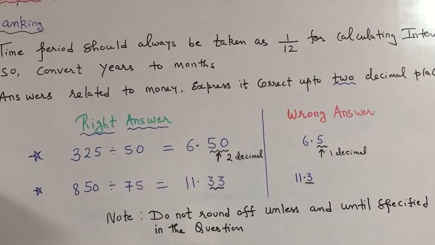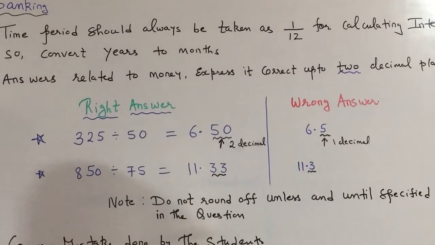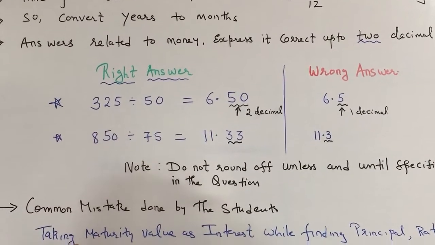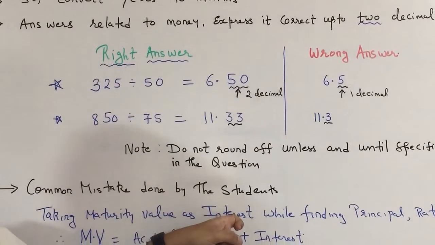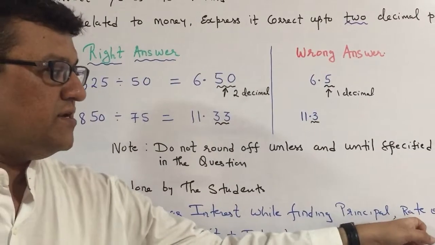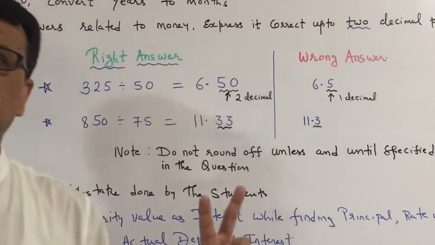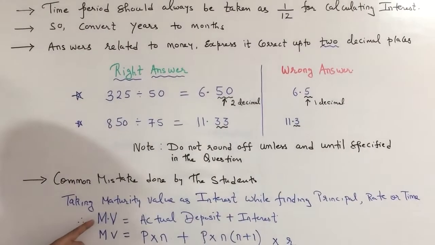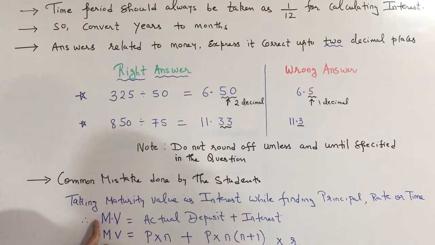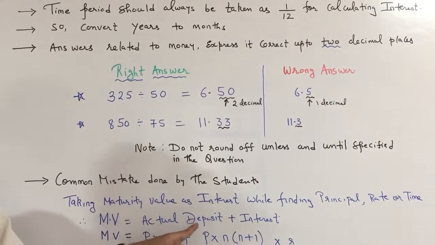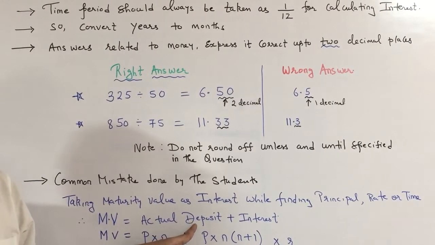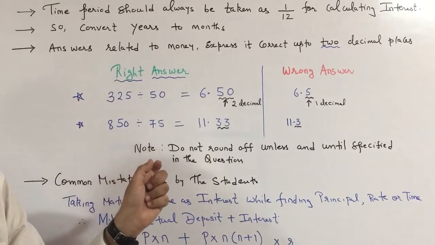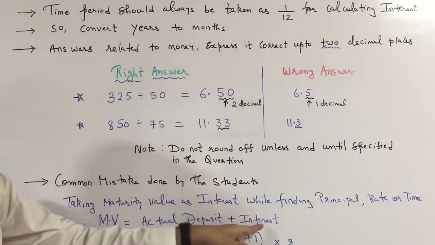What is a common mistake which is normally made by students? Taking maturity value as interest. I repeat, taking maturity value as interest while finding principal, rate or time. This is the common mistake which we see in students' answer sheets. So it's very simple. Let me just clarify what the formula is. Maturity value is actual deposit plus interest. Actual deposit is nothing but the principal for 1 month into the number of months for which the amount is getting deposited, recurring, plus interest.